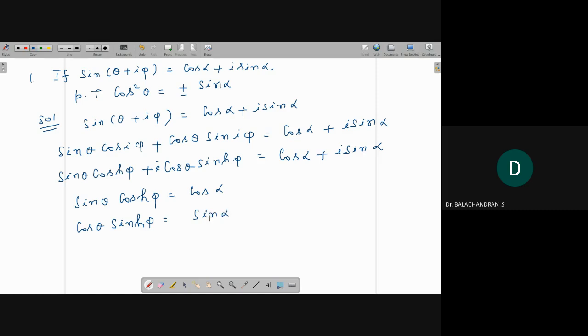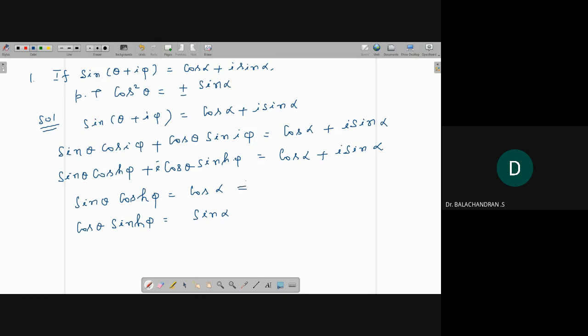Now this is a hint. We need to prove what? Cos square theta equals plus or minus sin alpha. In the final answer I have only theta and alpha, but here you have theta, phi and alpha. From this we observe that phi is not in the final answer, so we need to eliminate phi. So how to eliminate phi?